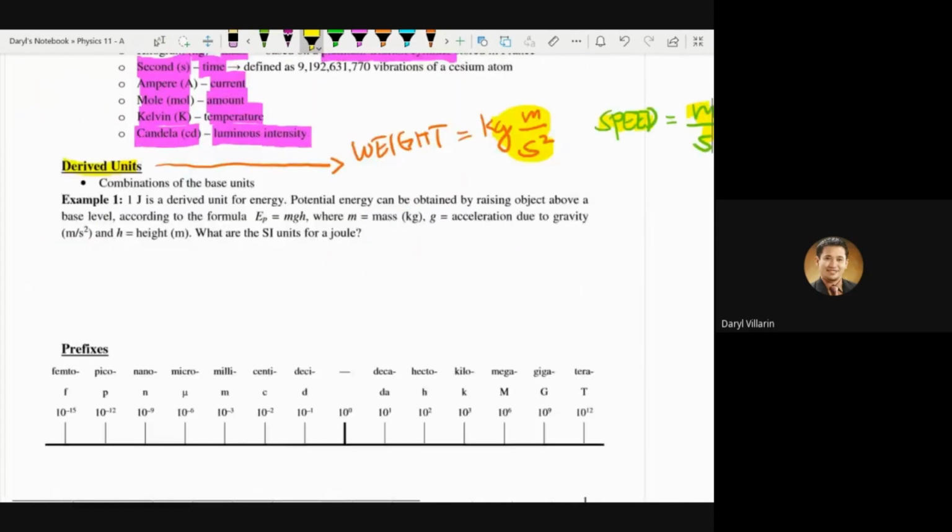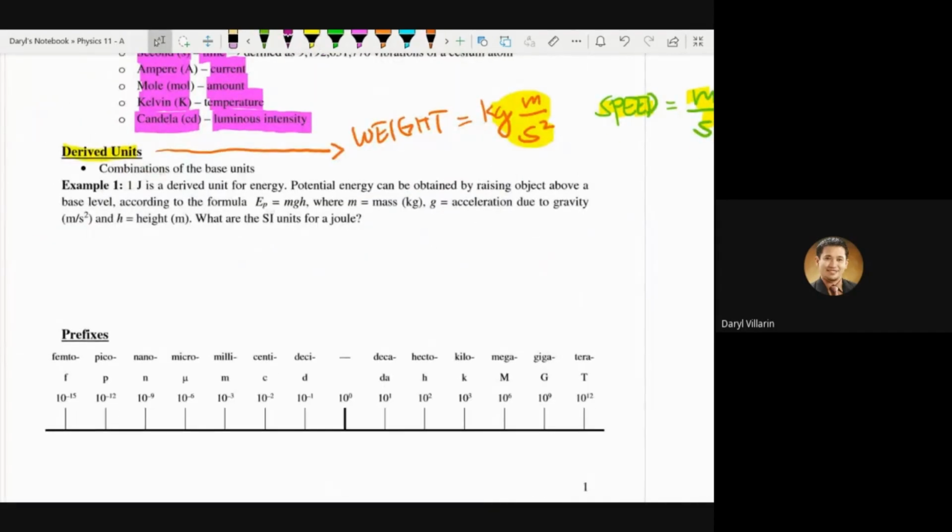Let's take this example here. Example number 1: 1 joule is a derived unit of energy. It's the same thing as weight. The unit of weight can be expressed not only as kilogram meters per second squared, but also as Newton, or we use the symbol N for that. So basically, 1 kilogram meter per second squared is equivalent to 1 Newton. So Newton is a derived quantity. It's not a fundamental unit, but a combination of mass, length, and time.